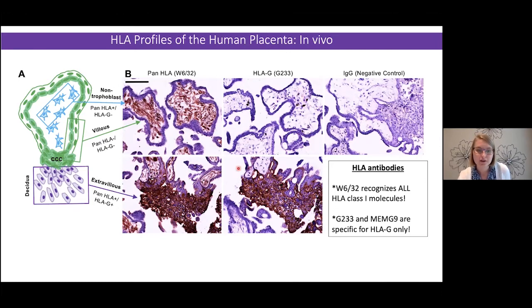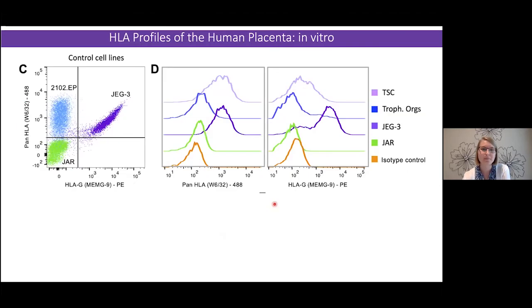And then if you look at in these anchoring columns where these extravillous trophoblasts would be invading into the maternal wall, you can see that they stain for both the pan class 1 and HLA-G. And so this is a pattern that's very well described in the literature. And we can also use control cell lines like JEG and JAR, which are choriocarcinoma cell lines, to look at this HLA pattern as well.